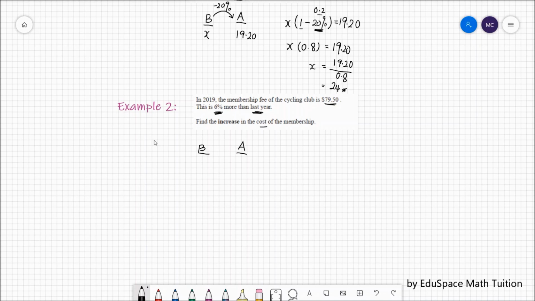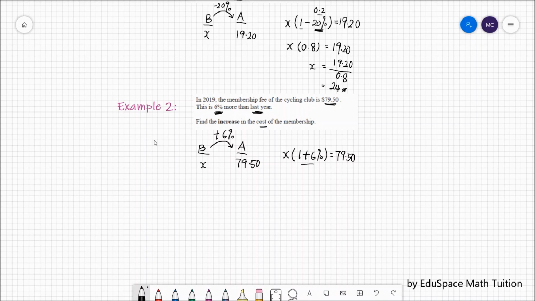So do we know the before? We do not know, because we know that the 79.5 is actually the after value. And this after value is actually a 6% increment from the previous year. So therefore, we can represent our diagram into this format. So let's find the original value first. So what do we use? x multiplied by 1 plus 6%, because it's an increment. They will give us the final value of 79.5.